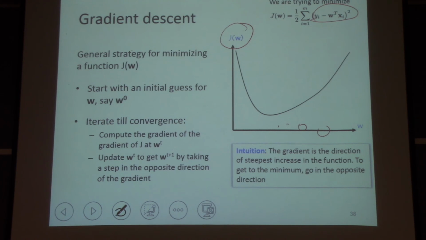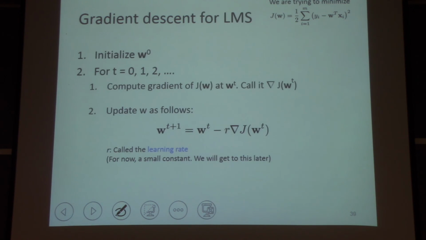So this is a general strategy for gradient descent, and let's try to instantiate this idea for the objective that we have. The algorithm looks like this. You initialize some W0, and when I say initialize W0, this is some vector in n-dimensional space. It's a point in space.